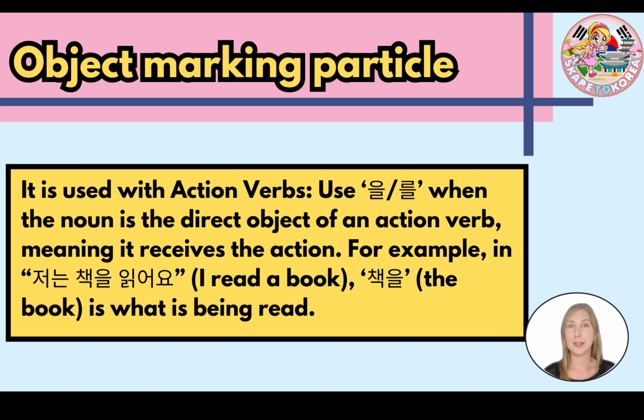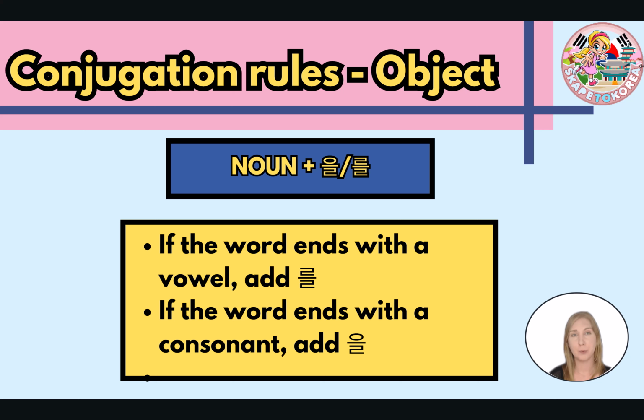For example, in the sentence 저는 책을 읽어요. I read a book. The 책, the book, is what is being read. It is the direct object of your action. I am the subject because who's reading a book? I am. 저는. 책 is a book. What am I reading? A book. So that is your object of the sentence. So 저는 책을 읽어요.